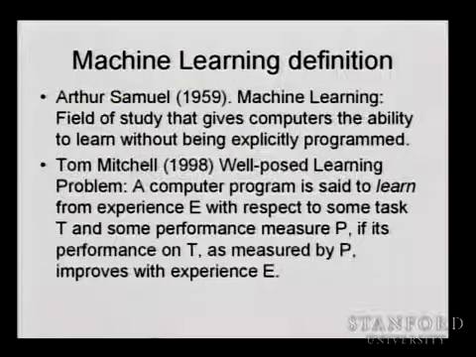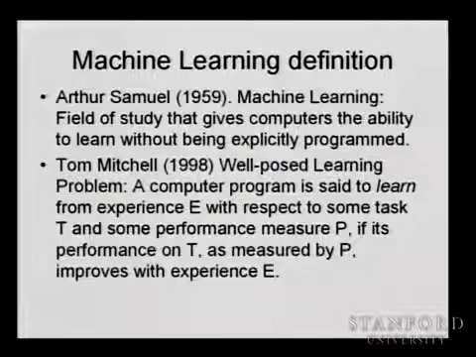For example, in the case of checkers, the experience E that the program has would be the experience of playing lots of games of checkers against itself. The task T is the task of playing checkers, and the performance measure P will be something like the fraction of games it wins against a certain set of human opponents. By this definition, we'll say that Arthur Samuel's checkers program has learned to play checkers.